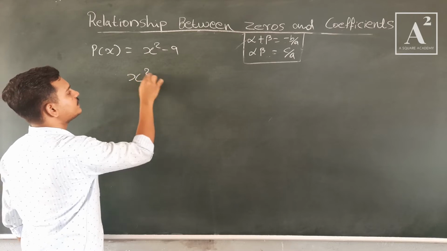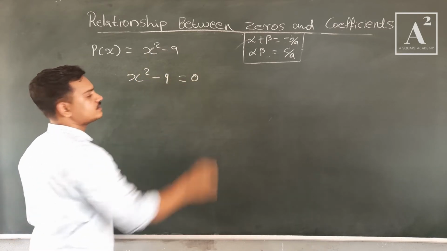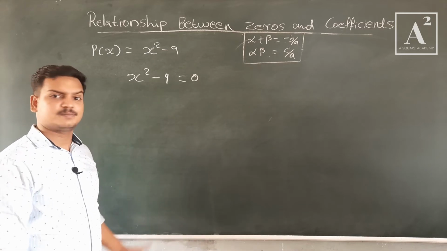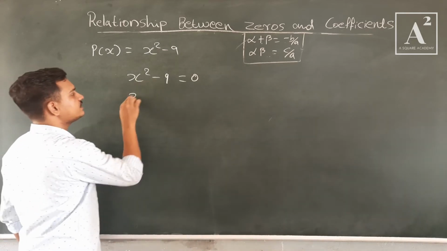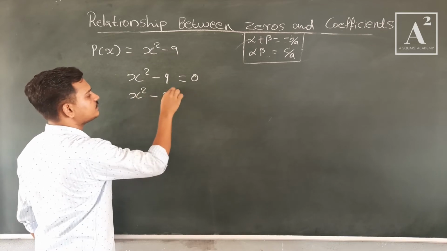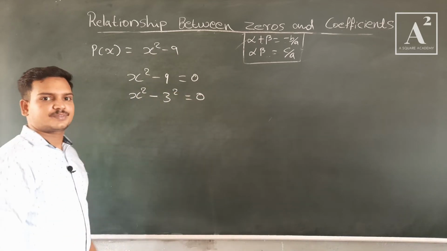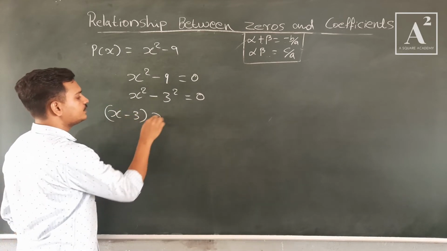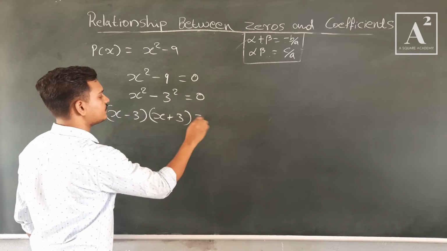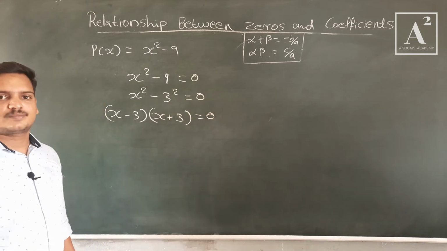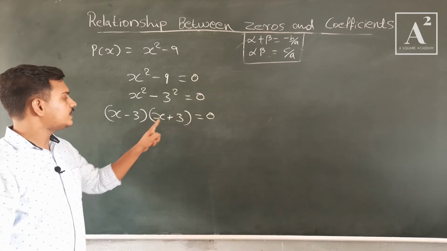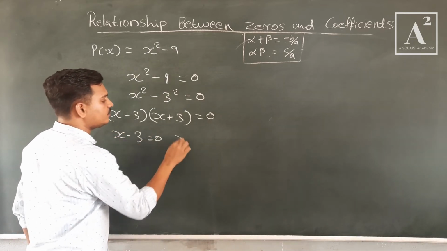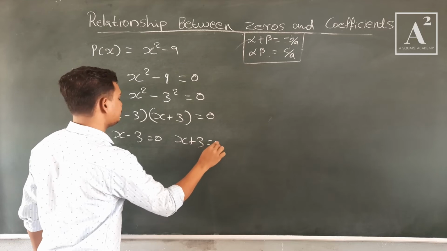For that, let me equate it, x square minus 9 is equal to 0. Here just apply the a square minus b square identity. We can write it as x square minus 3 square, that is equal to 0. We can write this as x minus 3 into x plus 3, that is equal to 0. Now x minus 3 into x plus 3 is equal to 0, which means x minus 3 can be equal to 0, or x plus 3 is equal to 0.